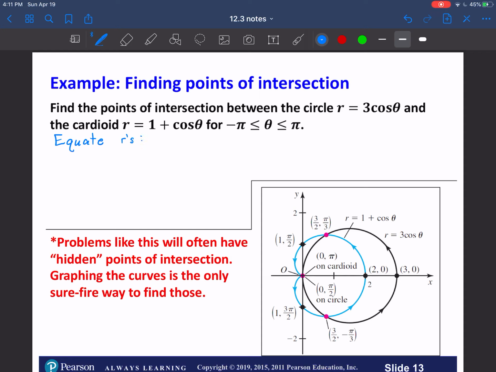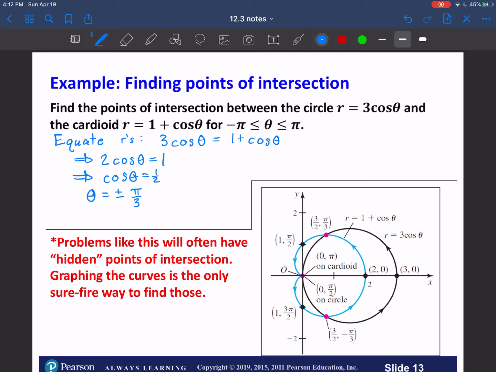And so we're going to write that this function is equal to this function. 3 cosine theta equals 1 plus cosine theta. If we subtract cosine theta from both sides, we get 2 cosine theta equals 1, which occurs if and only if cosine theta equals 1/2. And as we discovered earlier, the values of theta for which this occurs are plus or minus pi over 3.